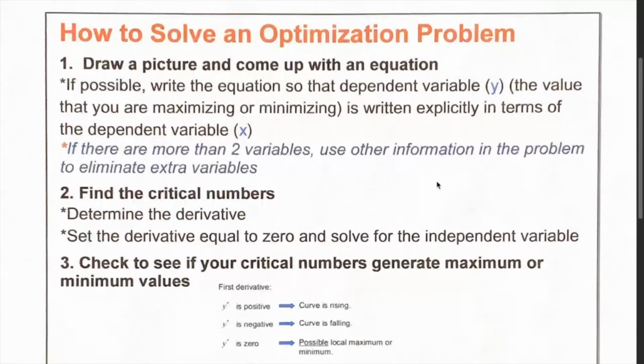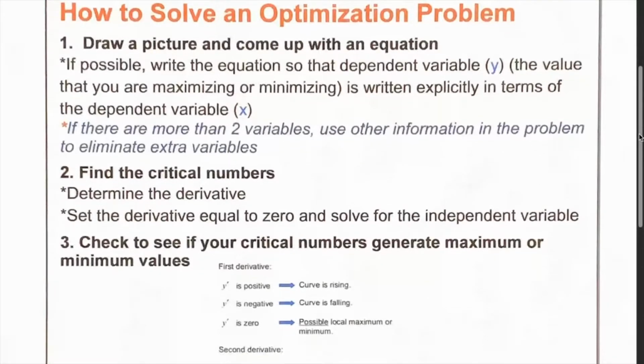And often you'll have formulas or equations that have more than two variables, so more than an x and a y. For example, if we're looking at the volume of a prism, it might have the length, the width, and the height. Or if you're looking at the surface area of something, it might involve a height and a radius. In those cases, we want to use other information in the problem to help us eliminate any extra variables so that we're just working with our x and our y. Once we've done that part, that's the hard part, and then the process becomes a little bit more straightforward.